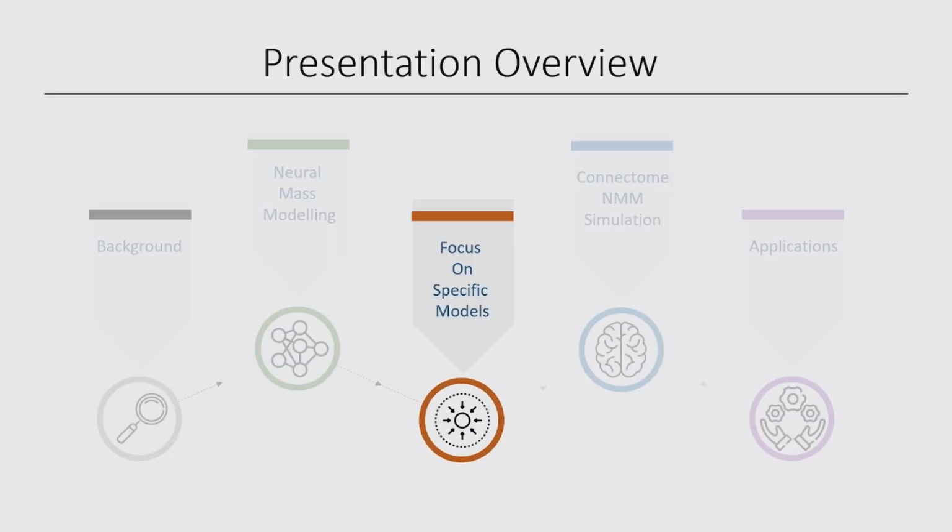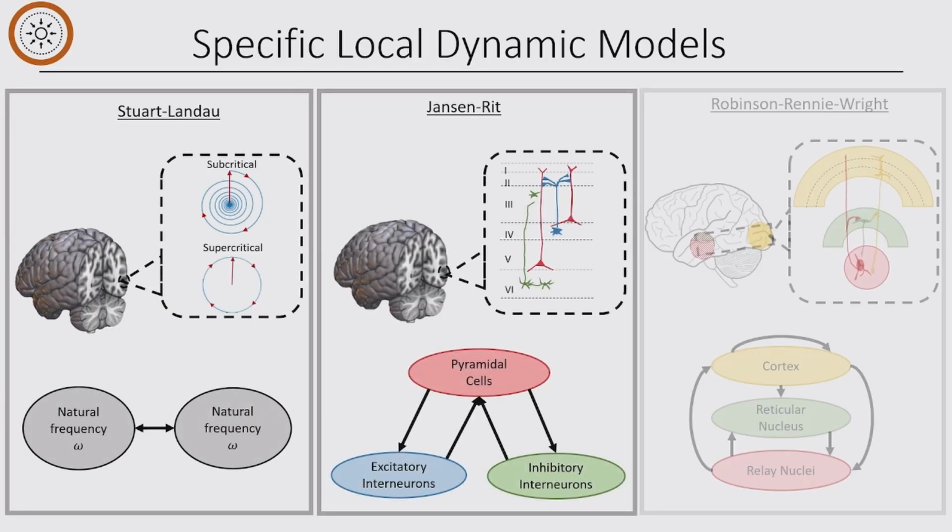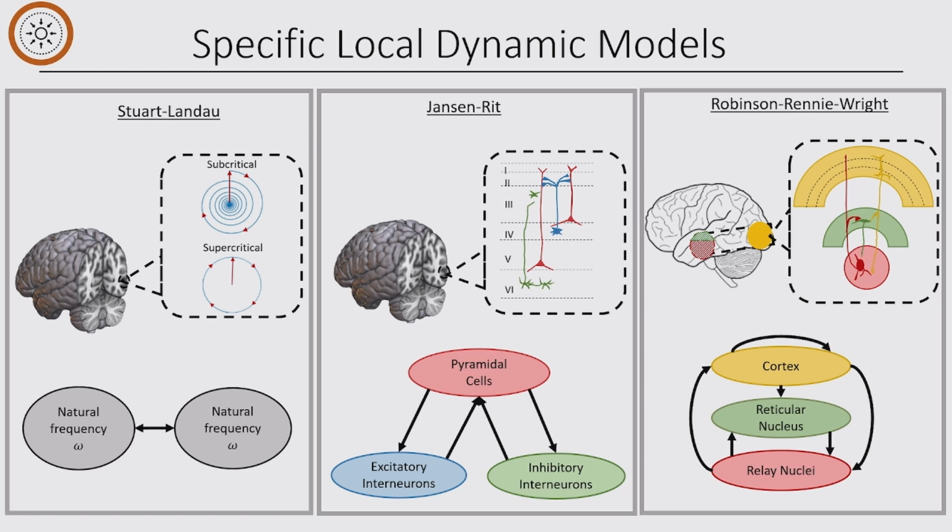Okay, so that was a little deep dive on the structure of a convolutional neural mass model. Now I'm going to go through three specific models, two of which are convolutional neural mass models, and one of which is a phenomenological neural population model, and all of which have some relation to things that you will be hearing or have heard already today. So those three models are the following: a Stuart-Landau model, Jansen-Rit, and Robinson-Rennie-Wright, or just Robinson model.